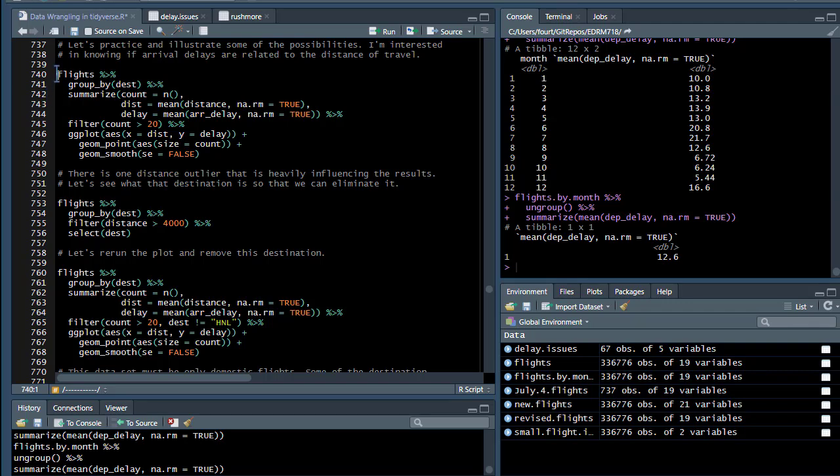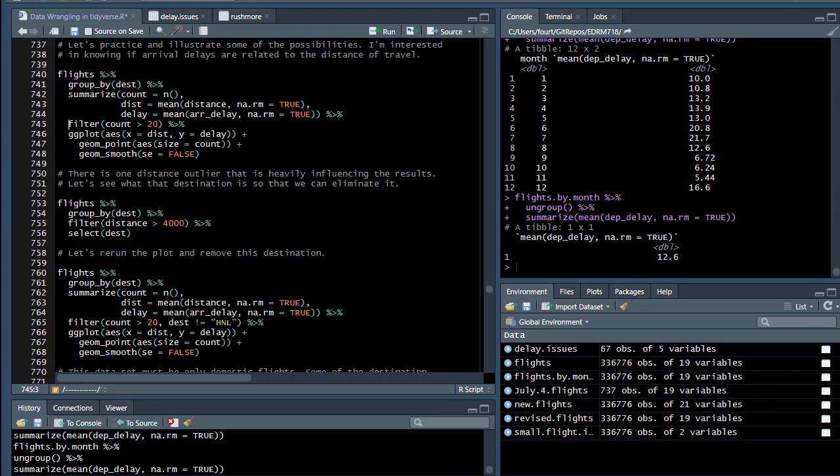So let's see what we've done. We've taken flights, we've piped it to group by destination, we've summarized using a count function, that is n, a mean function for distance, a mean function for arrival delay. So we're going to get the count, that is the count by destination. We're going to get the mean. We're going to get the arrival delay.